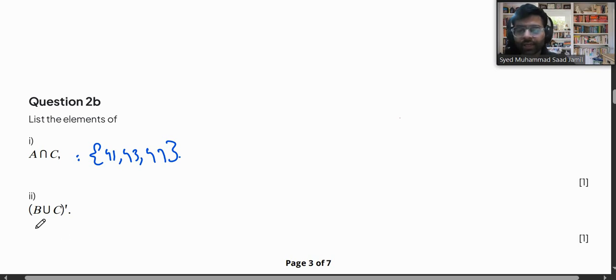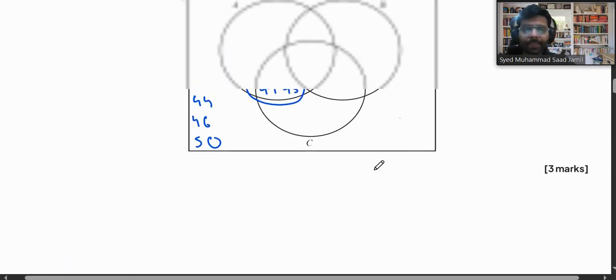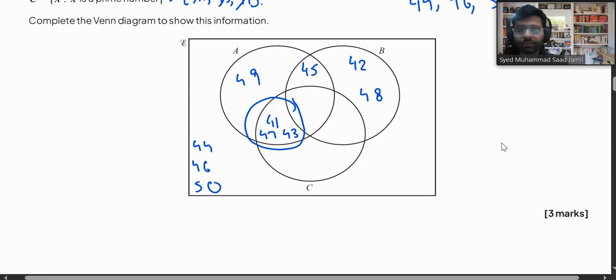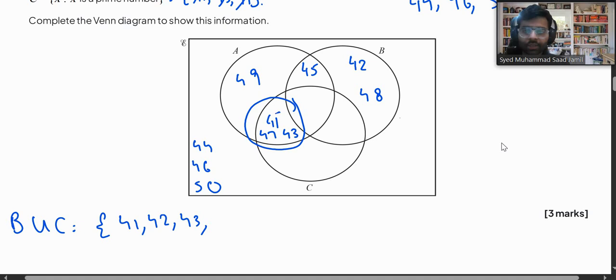Next question is find B union C. So what is B union C? B union C means write all the numbers of B and C together. So it's going to be 41, 42, 43, 45, 47 and 48.